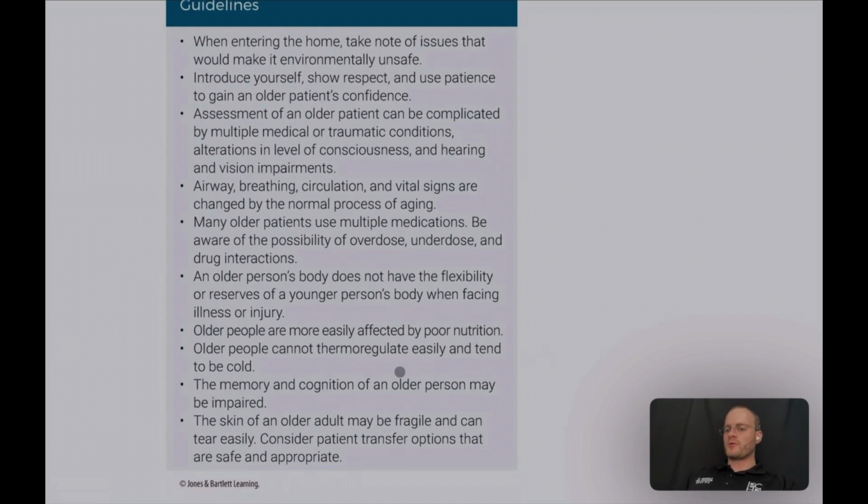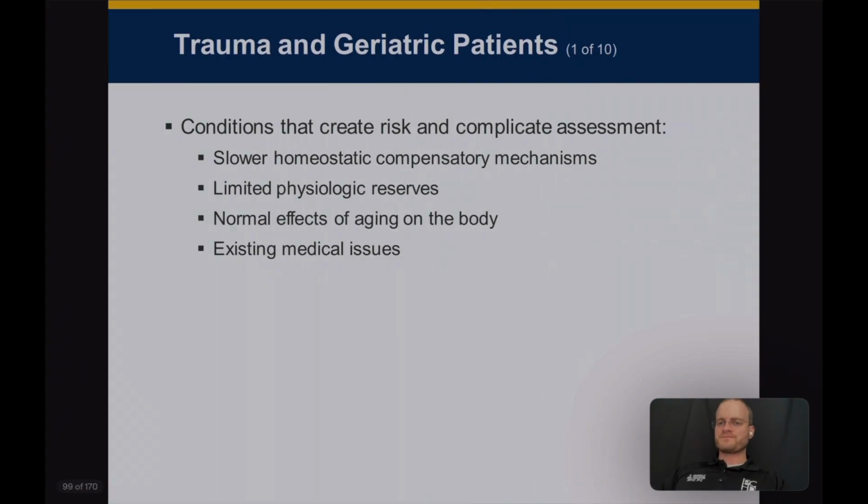Older people cannot thermoregulate and easily tend to be hot or cold. The memory and cognition of an older person may be impaired. The skin of an older person may be fragile and can tear easily. I'm going to show you what a skin tear is coming up. And so consider patient transfer options that are safe and appropriate. I'll show you what that means.